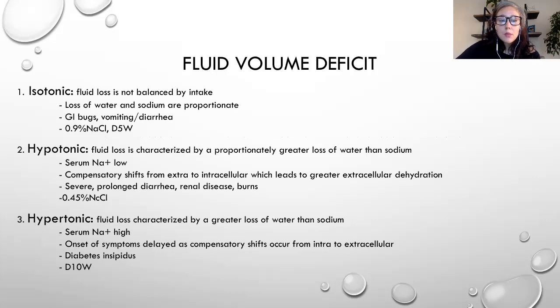So isotonic means that our fluid loss is not going to be balanced by what we're taking in, right? More is going out than we're able to take in. And this is review too. We should mostly be familiar with this. The loss of water and sodium is going to be the same. We're not uneven there. So this comes from those GI bugs, the vomiting, the diarrhea, things like that. An isotonic fluid would be just your regular normal saline, 0.9 normal saline or your D5W, okay? That can be given through a regular PIV, no problems with that.